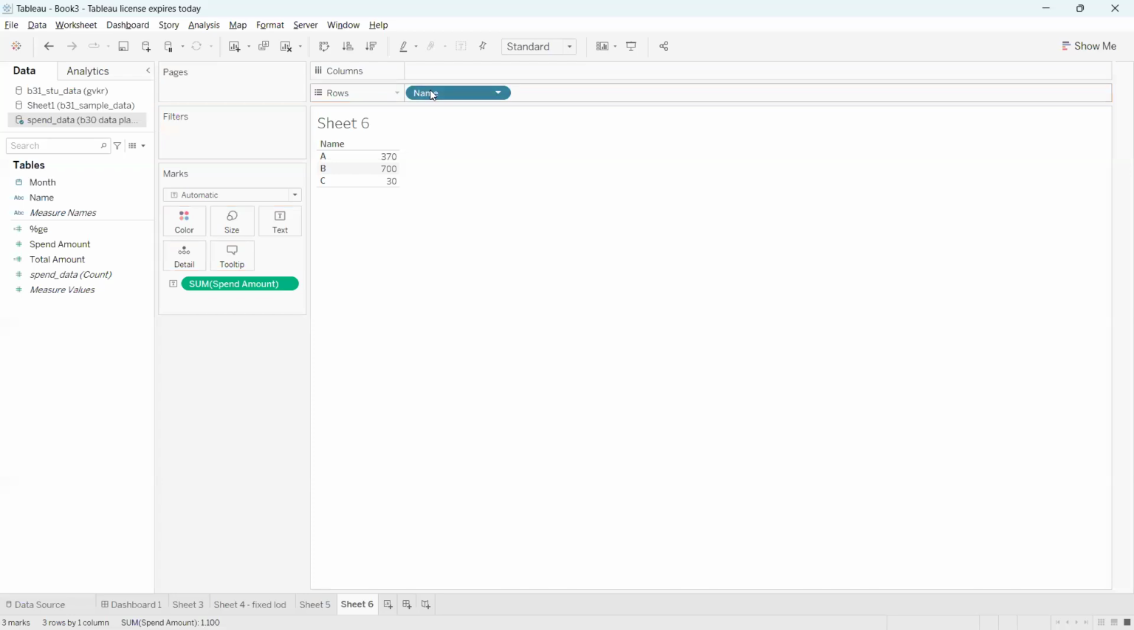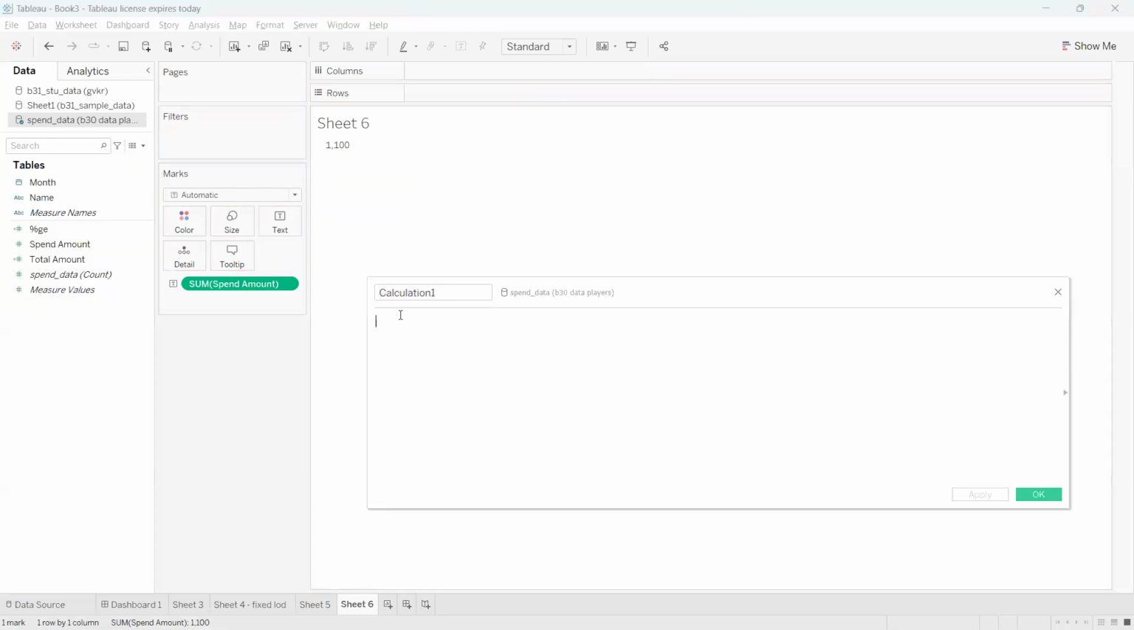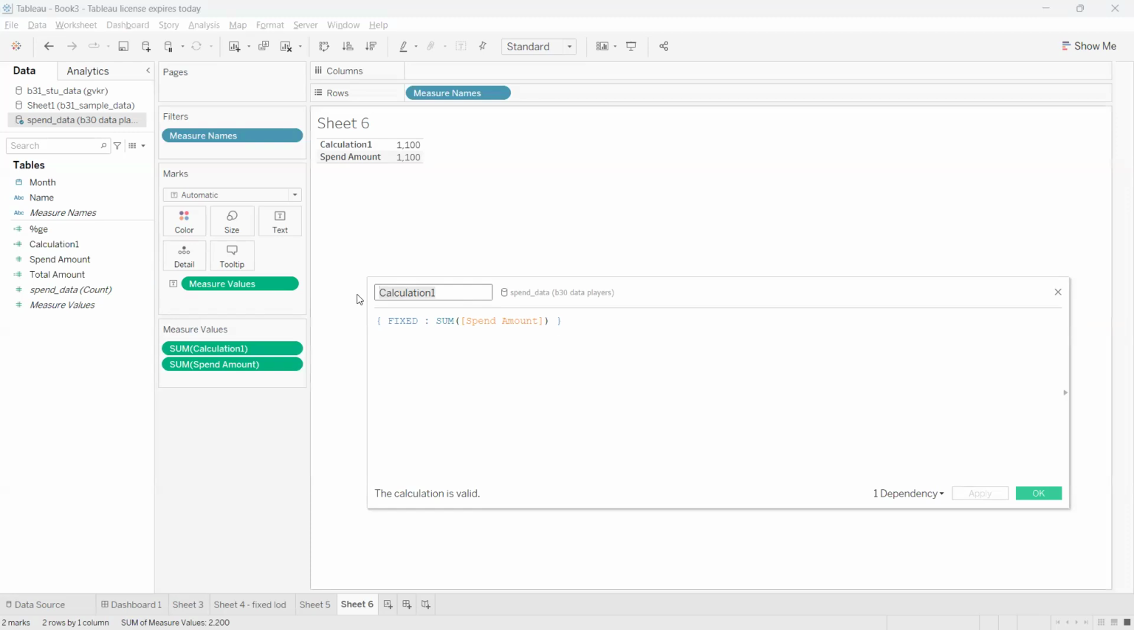Okay. Now you see, I will write it one more time here. Fixed LOD. I want this fixed LOD not to depend upon any other dimension. So, if your LOD should not depend upon any other dimension, don't take that dimension into the calculation. Just click on apply here, double click on the calculation which is there because of the fixed LOD, fixed sum. I can say fixed sum here.